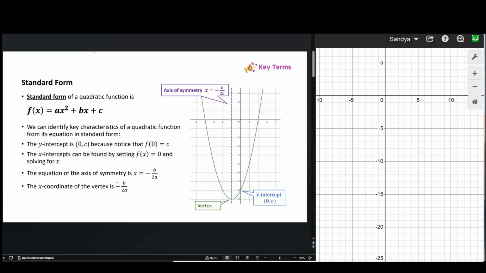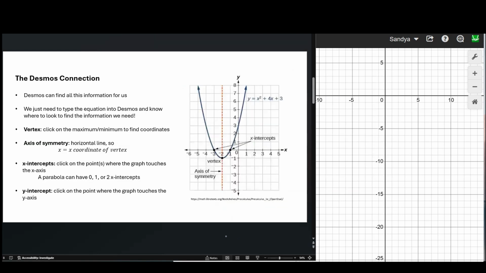The equation of the axis of symmetry can be found by using x equals negative b over 2a, and that's also going to give us the x-coordinate of the vertex. And that is because the axis of symmetry is going to pass through the vertex. The axis of symmetry is a vertical line, so that's why it's going to pass through the x-coordinate of the vertex.